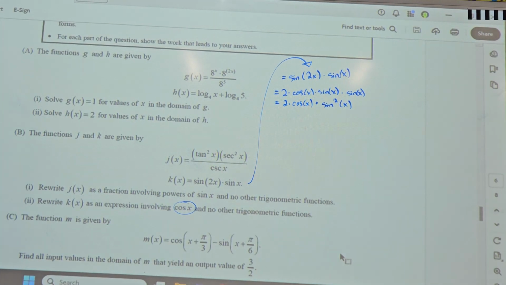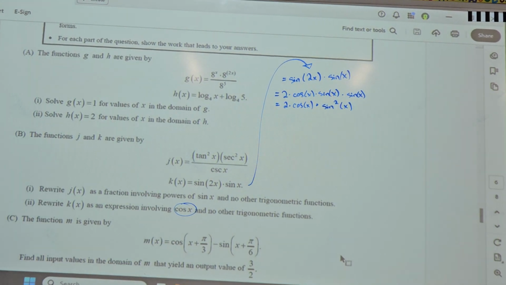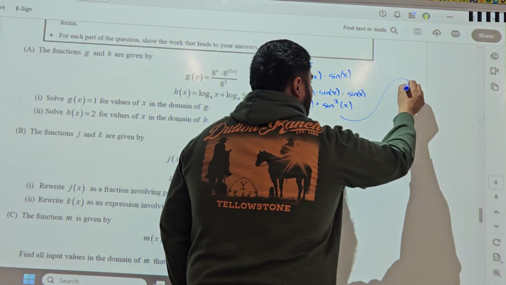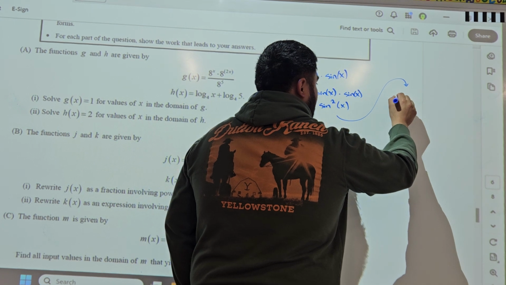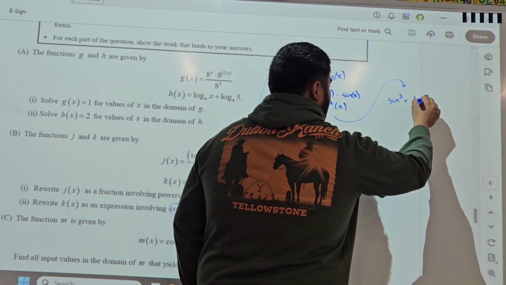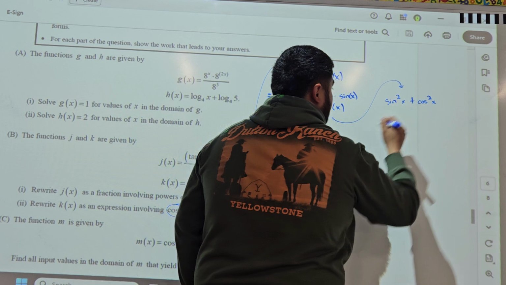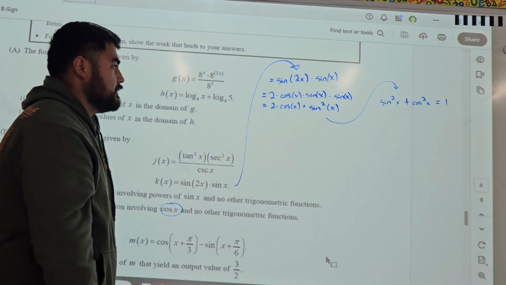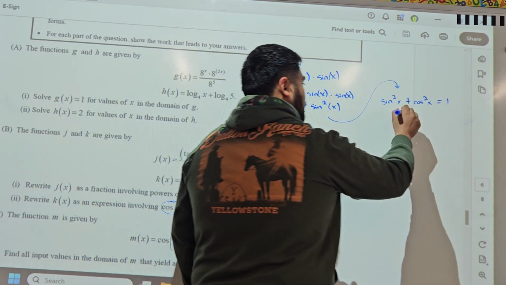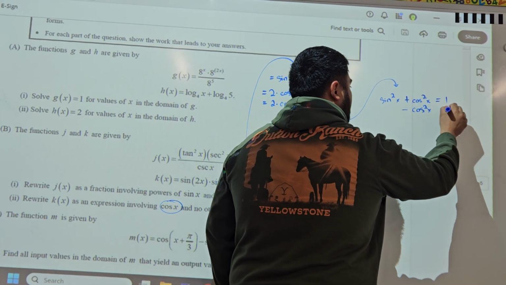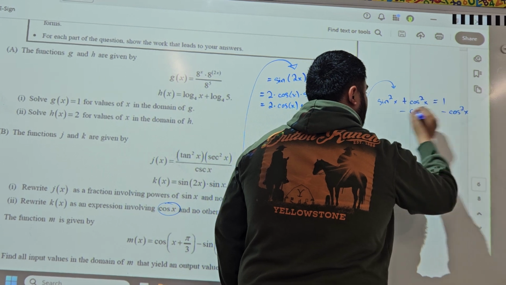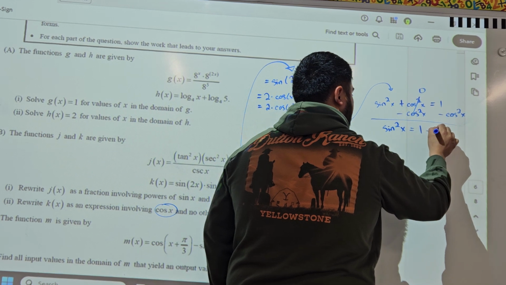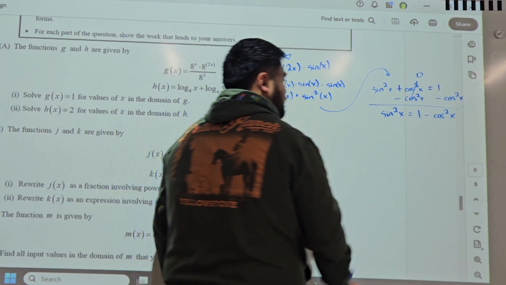But now, our goal is to leave just the cosine. So how could I get rid of the sine squared? We're going to do a little side quiz, and you have to remember that sine squared of x plus cosine squared of x is equal to 1. This involves the Pythagorean identities. So how do I leave the sine by itself? Minus cosine squared of x on both sides. This becomes 0. So sine squared of x equals 1 minus cosine squared of x.